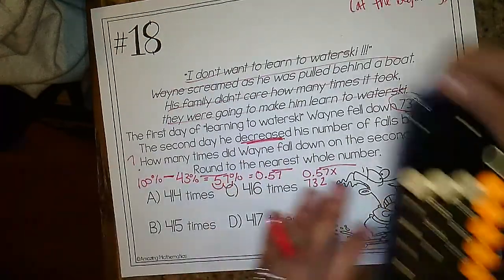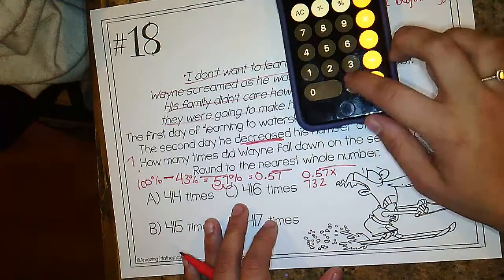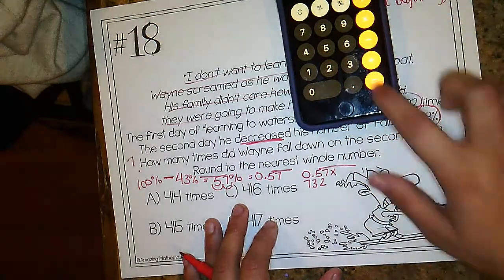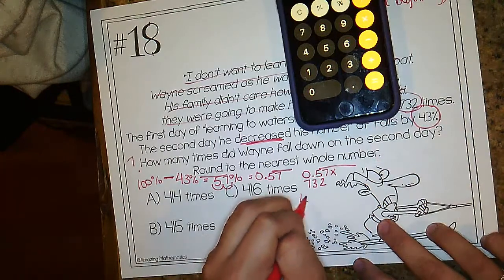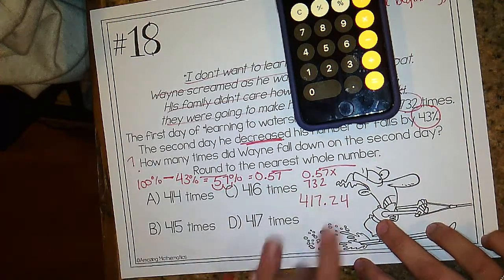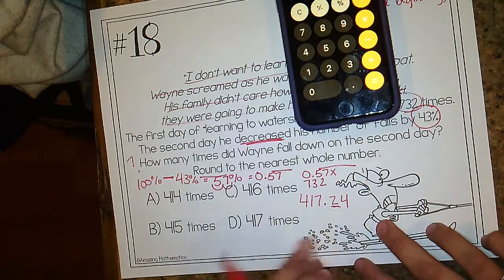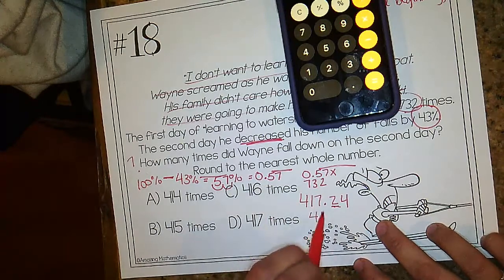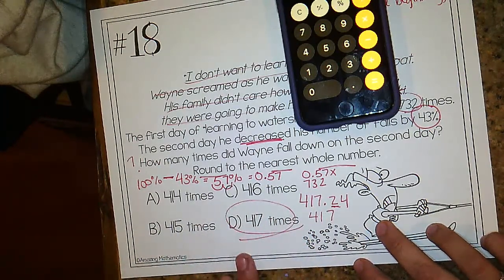732. So when I do that in my calculator, 0.57 times 732, I get 417.24. I'm going to round it. This is 5 or below, so this is going to stay the same. So it's 417 times. He fell down.